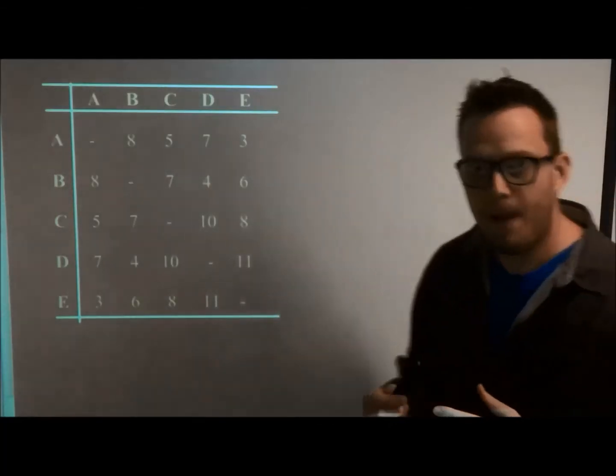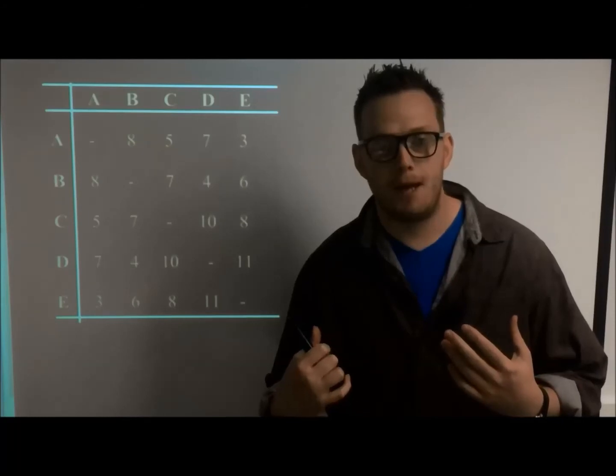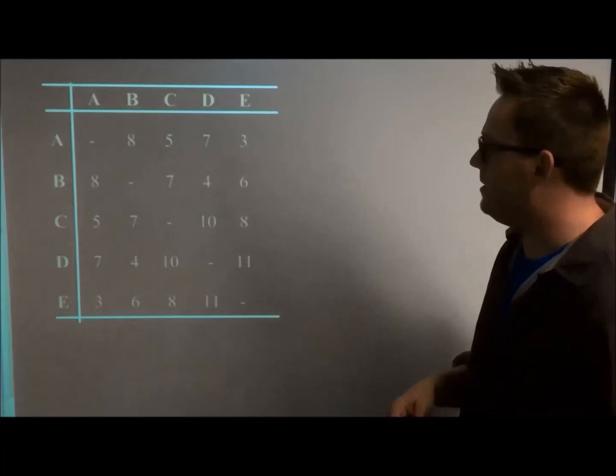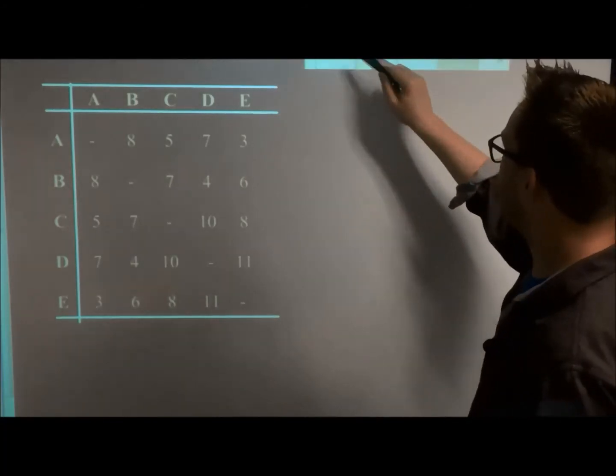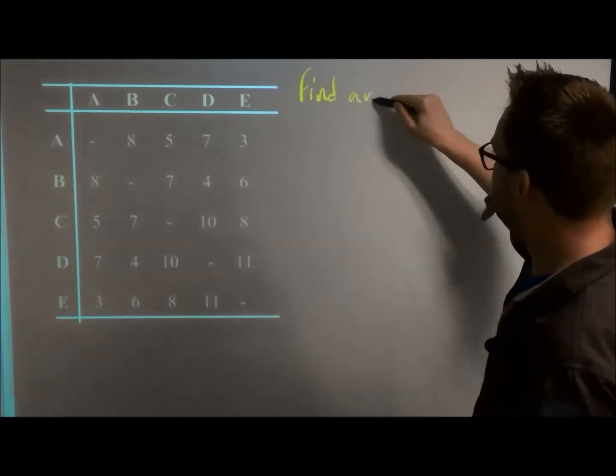Okay, finally, we can do this whole problem on a table, okay, a matrix like this. And let me just show you how to do that. Let's first of all find an upper bound.